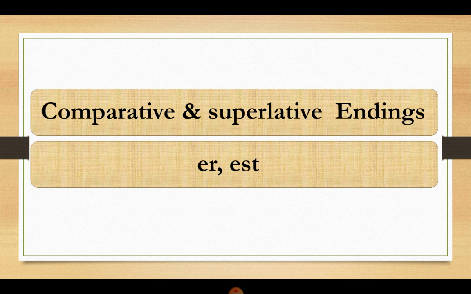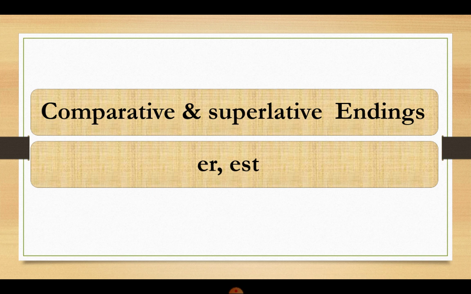So if you have two friends and you want to make a comparison between those two friends, if friend A is tall, okay, and friend B is taller than him. If friend A is thin, but friend B is thinner than him. So in this case, you have two persons or two things or two places and you compare between the two things.